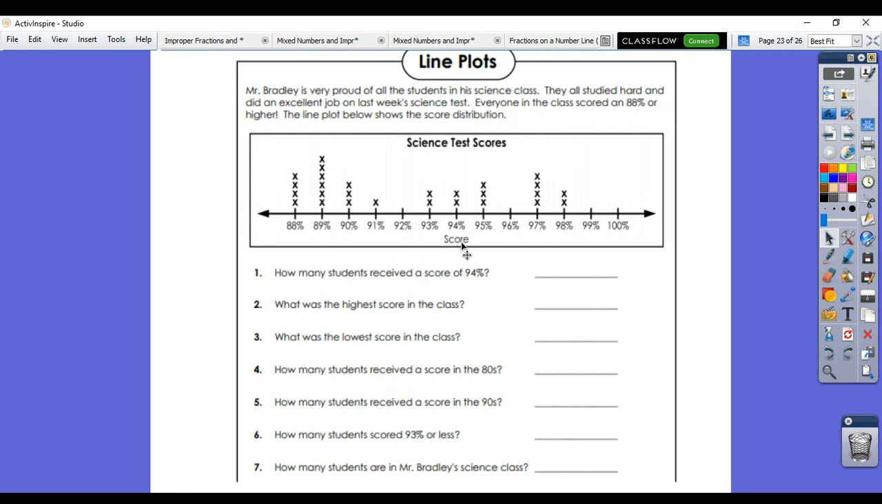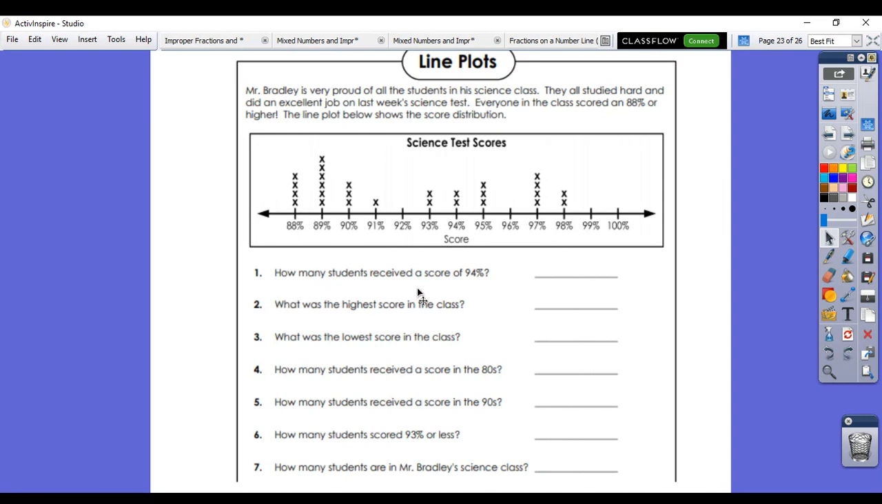Notice they labeled the axis down here, score. So these are the scores. The X's represent the students. So every time you see an X, that's one student. So that's a student that scored 88%, that's a student that scored 88%, and so on.